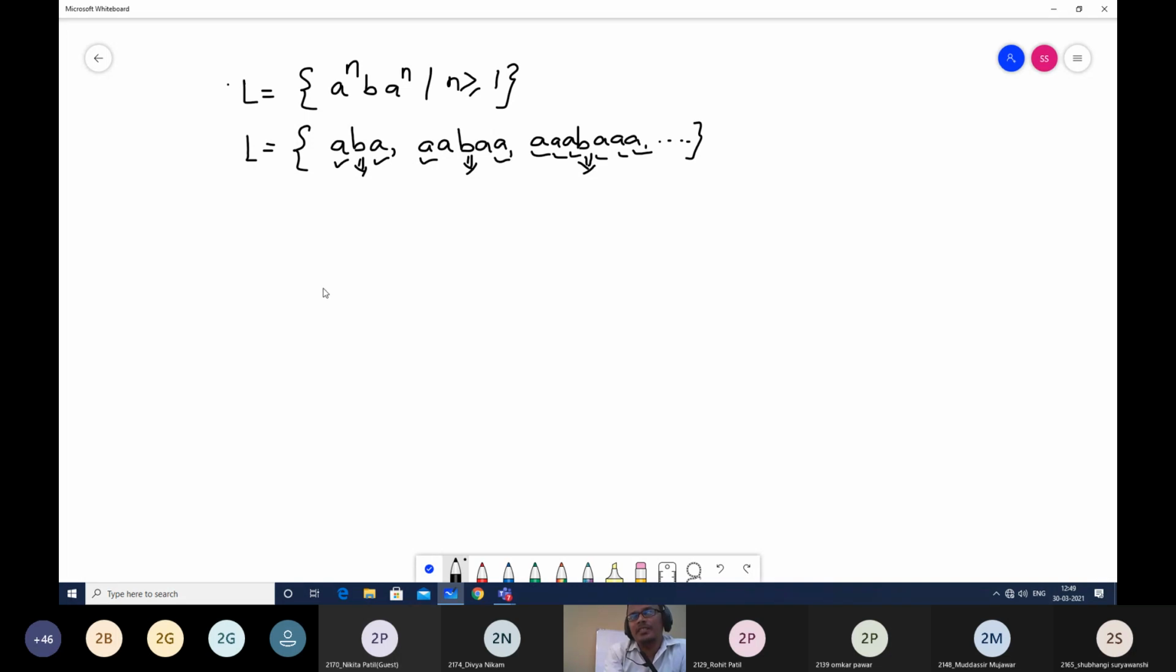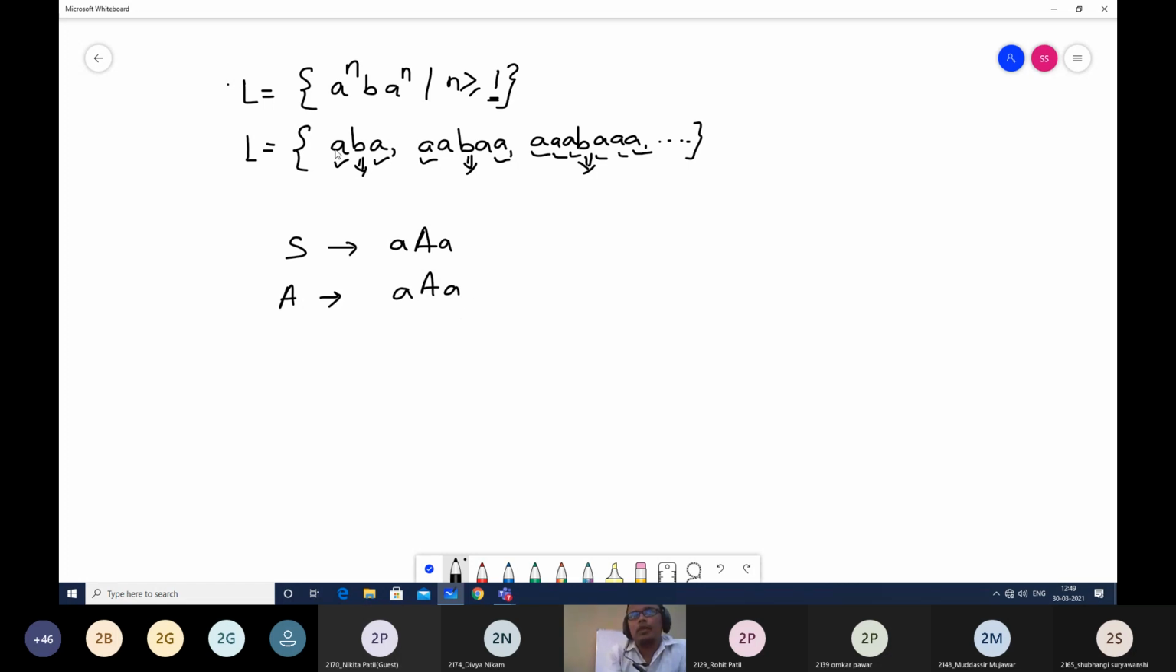It stops with B at the end, not with a null. And minimum 1 A should come because n is greater than or equal to 1. So when minimum 1 A is there, I process that minimum 1 A using this rule. If I want more A's, again I can apply the capital A rule.